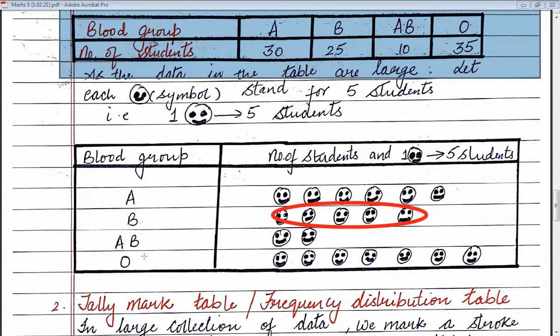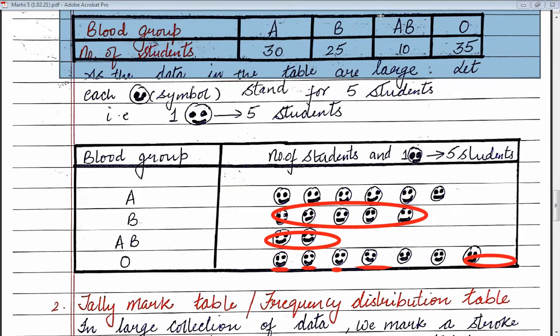Now, next one is AB. How many were there? 10. So here you just have to make only 2 faces. 5 plus 5, 10. Now, next one, blood group A. There were how many? 35. So now if one face represents 5, then how many faces are you going to make? 7. 5, 10, 15, 20, 25, 30 and then 35.